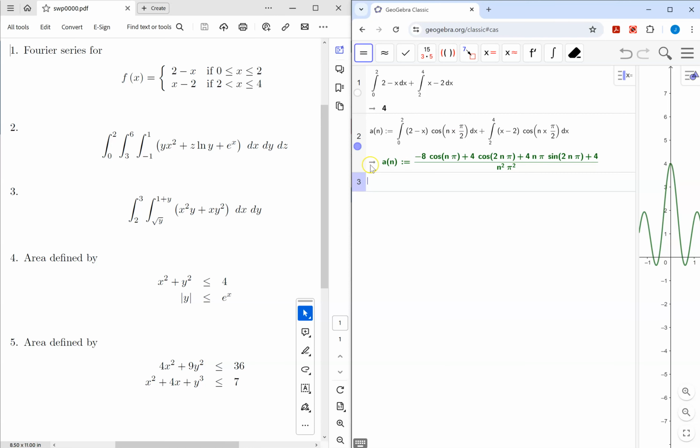Solve that, I get pi over 2. Now, I don't want the graph of these a's. Notice that GeoGebra puts the graph in here. I don't want that graph. That's just noise for us as far as graphing purposes goes. I'm going to turn that off by just clicking on the little dot in that line.